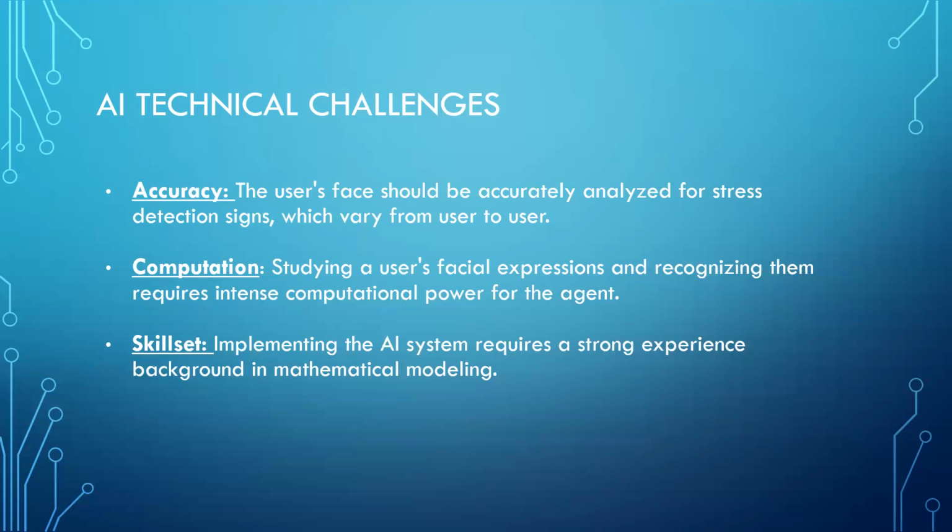Then we also need computation, because studying a user's facial expressions and making it more personal, like a personal friend or someone who's there to tell you that you're stressed, requires a lot of computation because it needs intense power to do all these algorithmic calculations and everything.